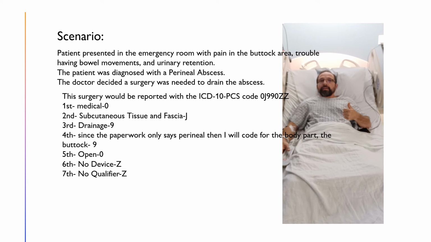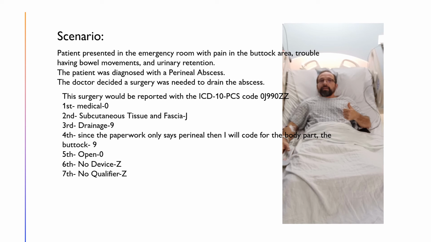0J990ZZ. The first character refers to the section, which was medical, and that was the letter 0. The second character refers to the body system, which was subcutaneous tissue and fascia, which was the letter J. The third character refers to the root operations, which was drainage, and that was the number 9. The fourth character refers to the body part. Since the paperwork only said perineal, then we code the body part, the buttocks, and that's the number 9.